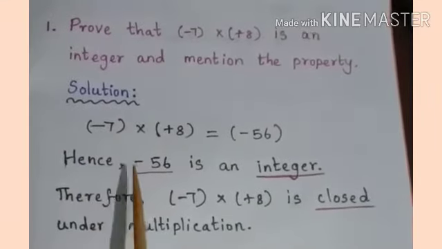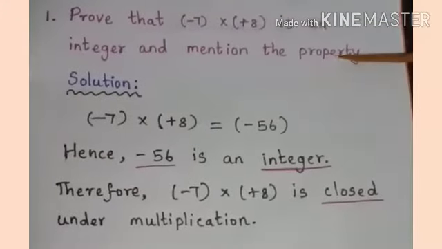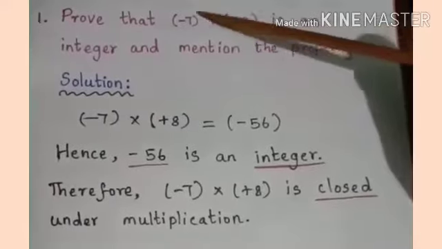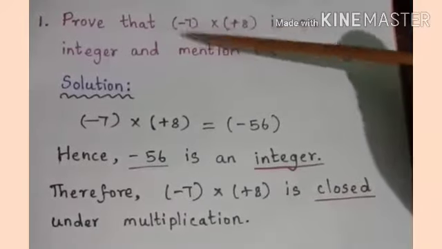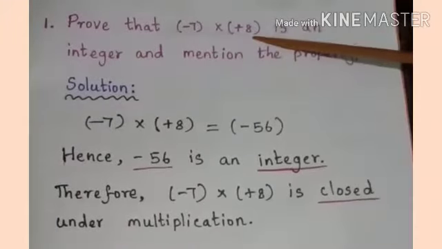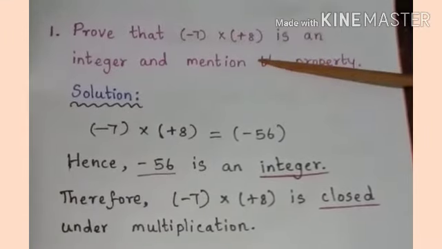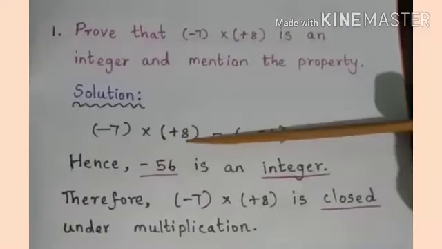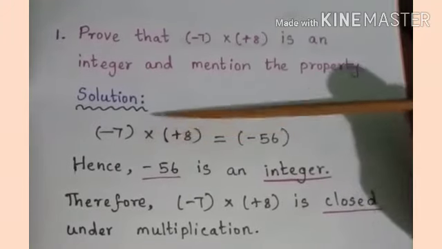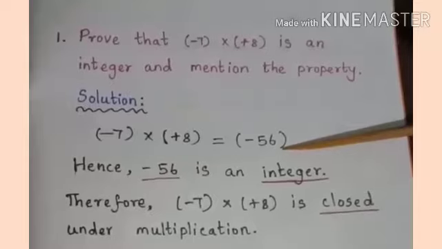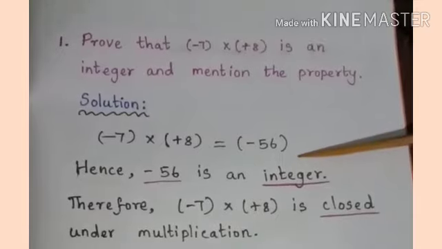Prove that minus 7 into plus 8 is an integer and mention the property. Here, minus 7 and plus 8 are integers. We know that multiplying a negative integer and a positive integer always gives a negative integer. Therefore, minus 7 into plus 8 is equal to minus 56. Here we have to remember the multiplication integer rule, that is, minus into plus is equal to minus.